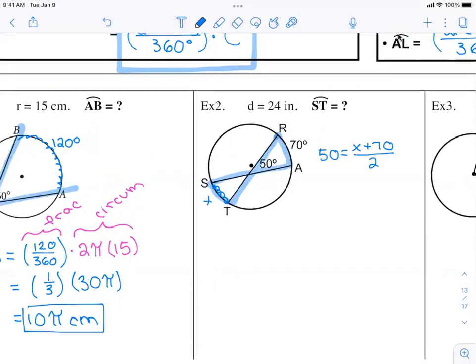50 times 2 is 100. Subtract 70 from both sides, and x is 30. So that's the measure we care about. We care about 30 degrees.